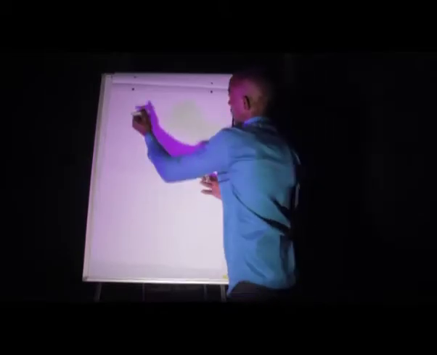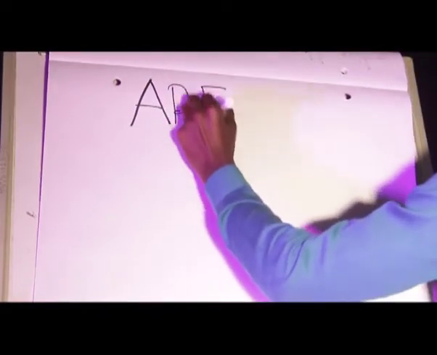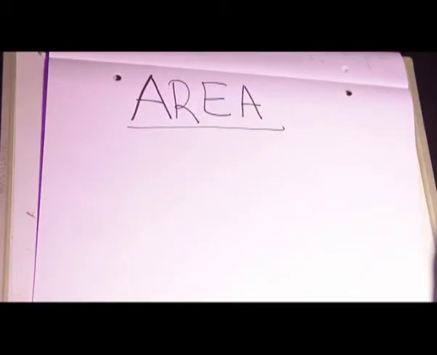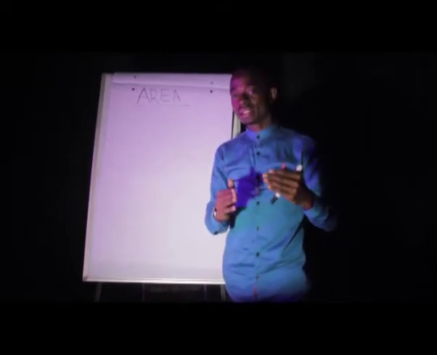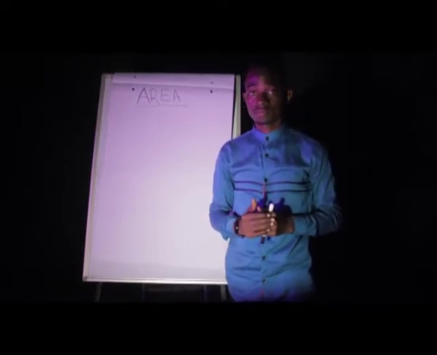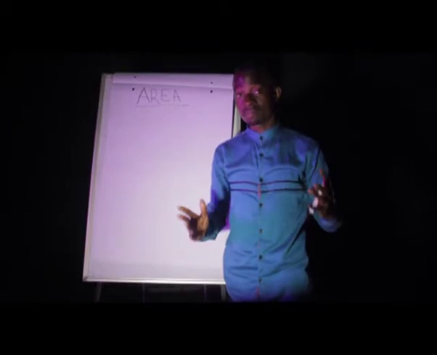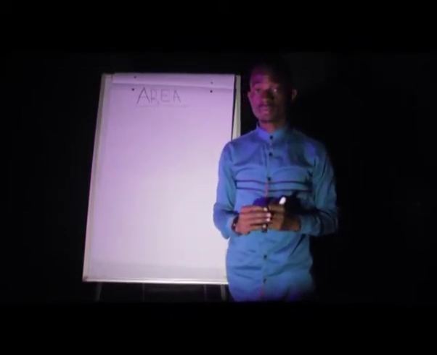So we're going to look at something called area. Now, to begin with, what is area? Area is the size of a surface measured in square units. Area is the size of any surface measured in square units.